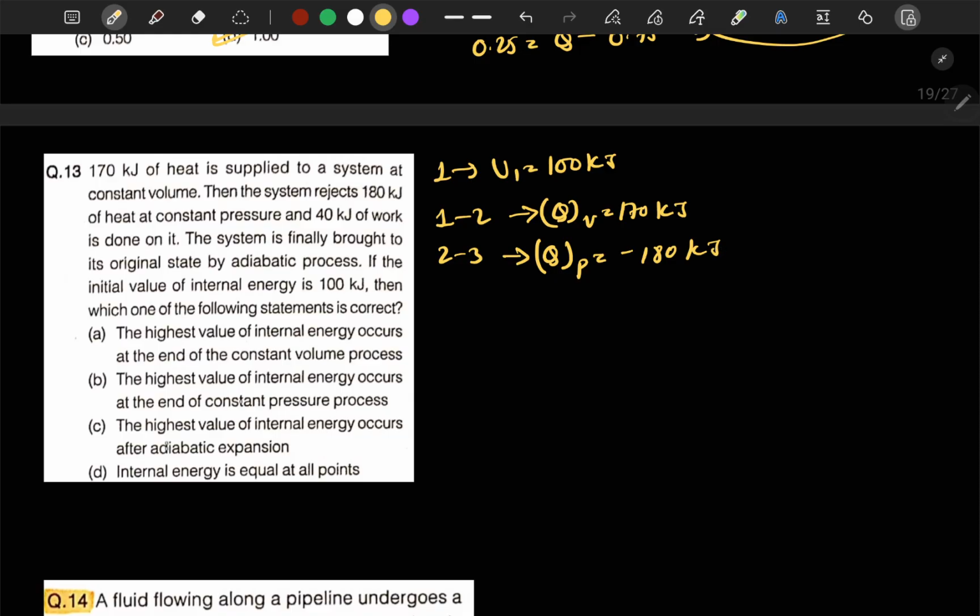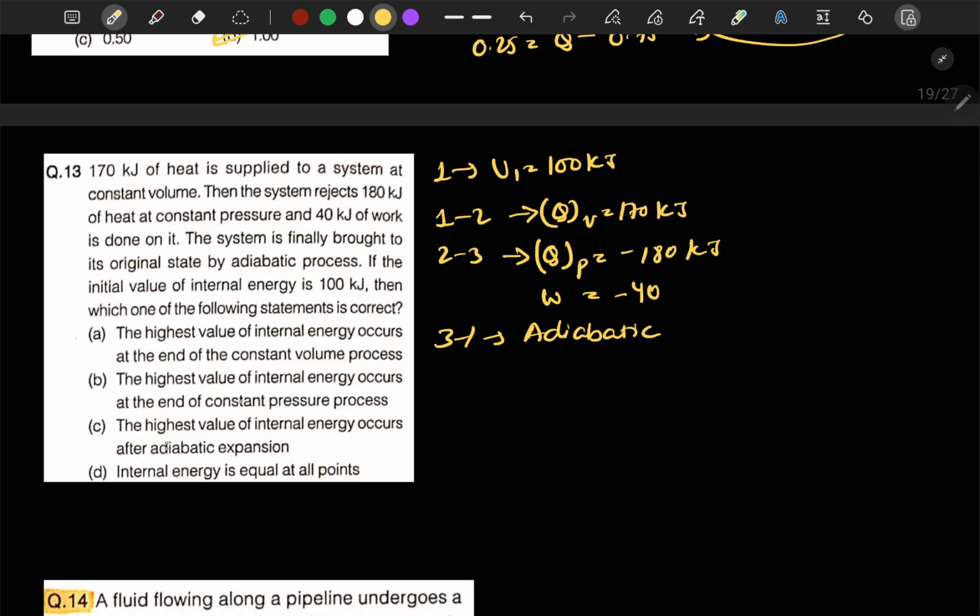The system rejects 180 of heat at constant pressure and 40 kilojoule of work is done on it. Since 40 is the work done on it, work done must be minus 40 also. Next it is mentioned that if the initial value of internal energy is 100, then the system is finally brought to the original state by an adiabatic process. From 3 to 1 it is adiabatic.